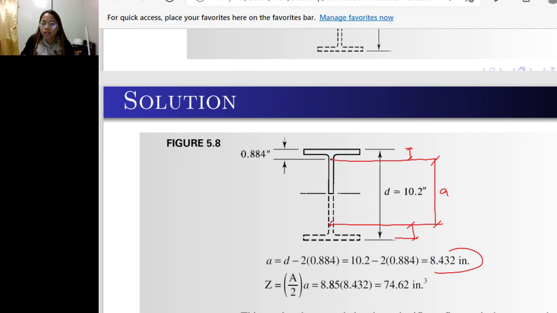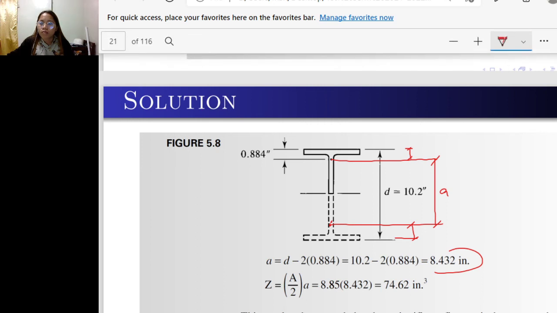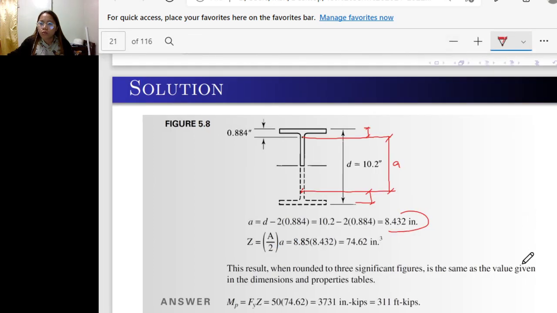So the plastic section modulus is half of the area times this A. This result, when rounded to 3 significant figures, is the same as the value given in the dimensions and properties tables. So the plastic moment is equal to the yield strength, which is 50 ksi, times the plastic section modulus, 74.62. So the plastic moment is equal to 311 foot kips.